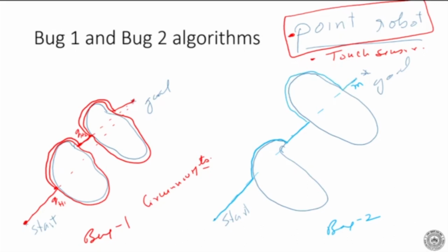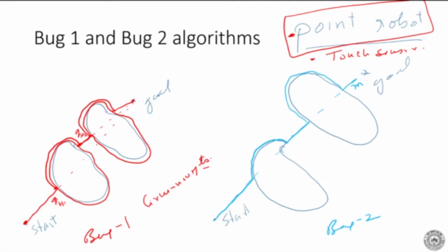Now it would appear that the bug 2 algorithm is faster than the bug 1 algorithm. But this depends on the shape of the obstacle. This is something we have seen in the last class, that in the case of a spiral, very often the bug 1 will succeed in finding a path and reaching the goal, whereas the bug 2 might fail. So it is very much dependent on the geometry of the obstacle.